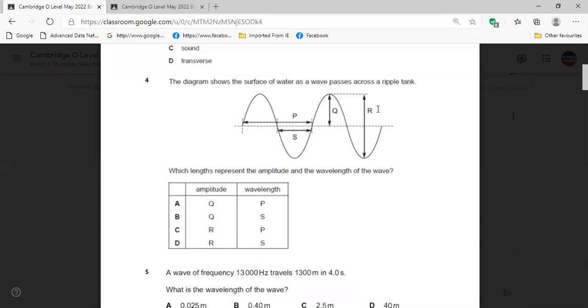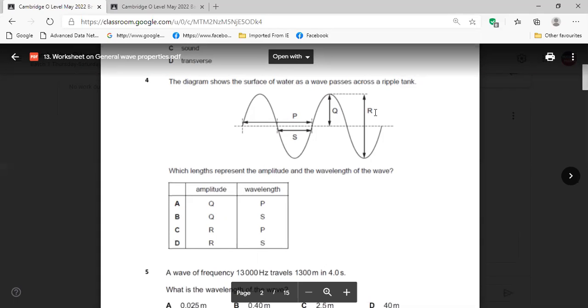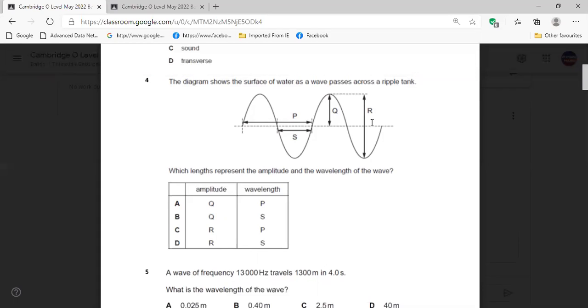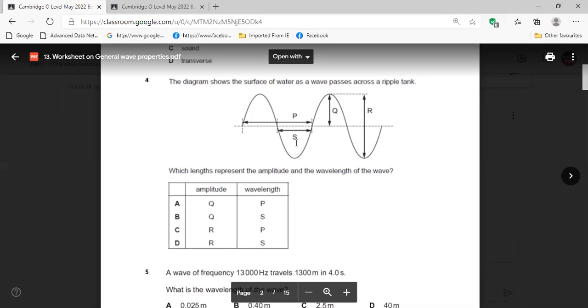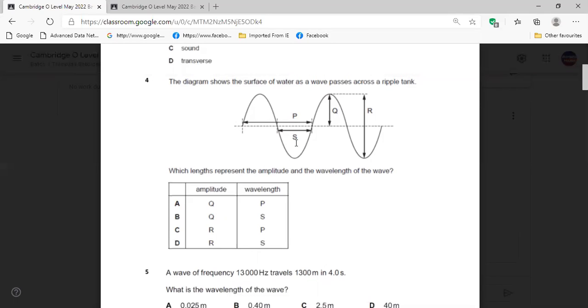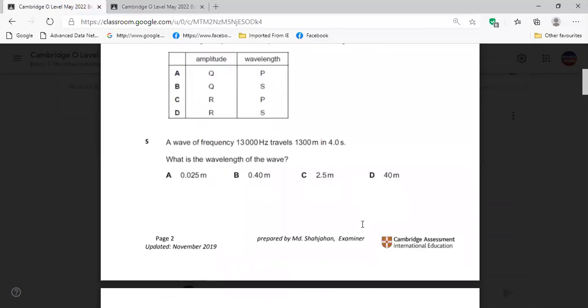What is R? R is double the amplitude, right? Yes, sir. Double length. And what is S? Sir, half of the wavelength. Wavelength. Very good.